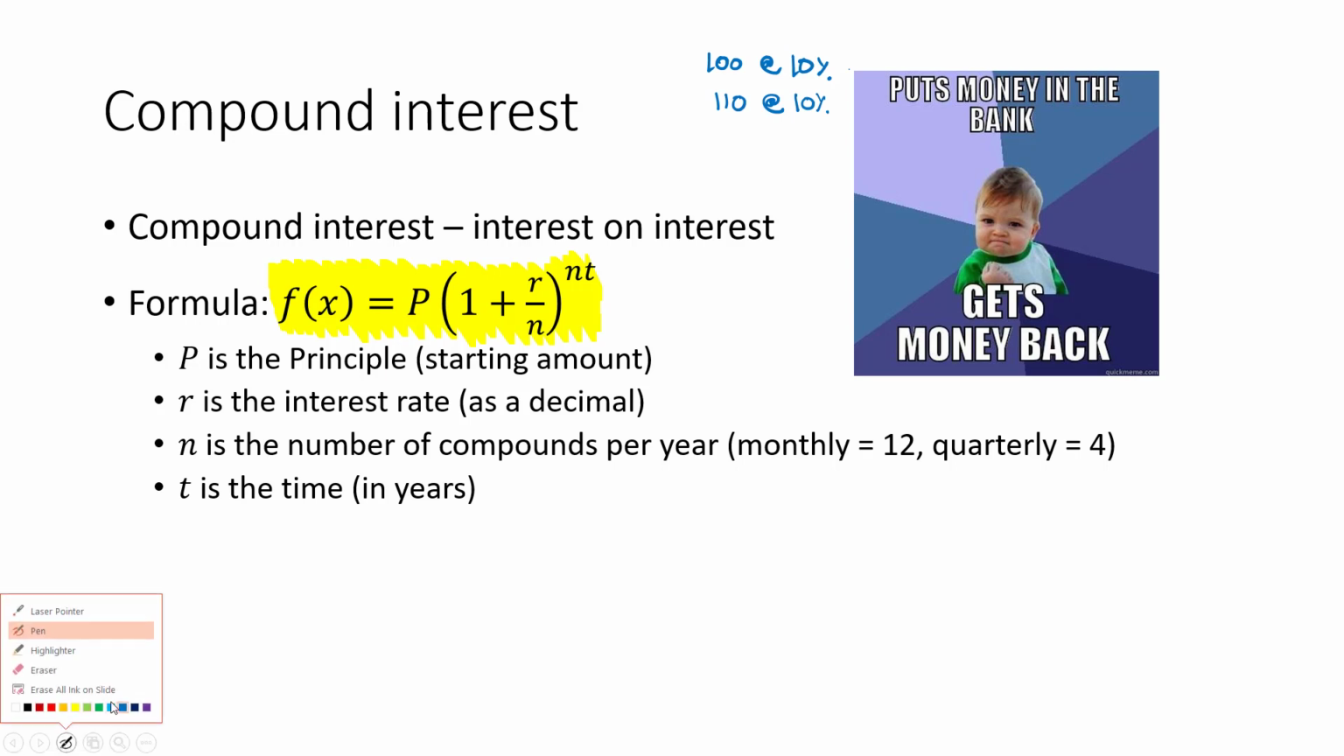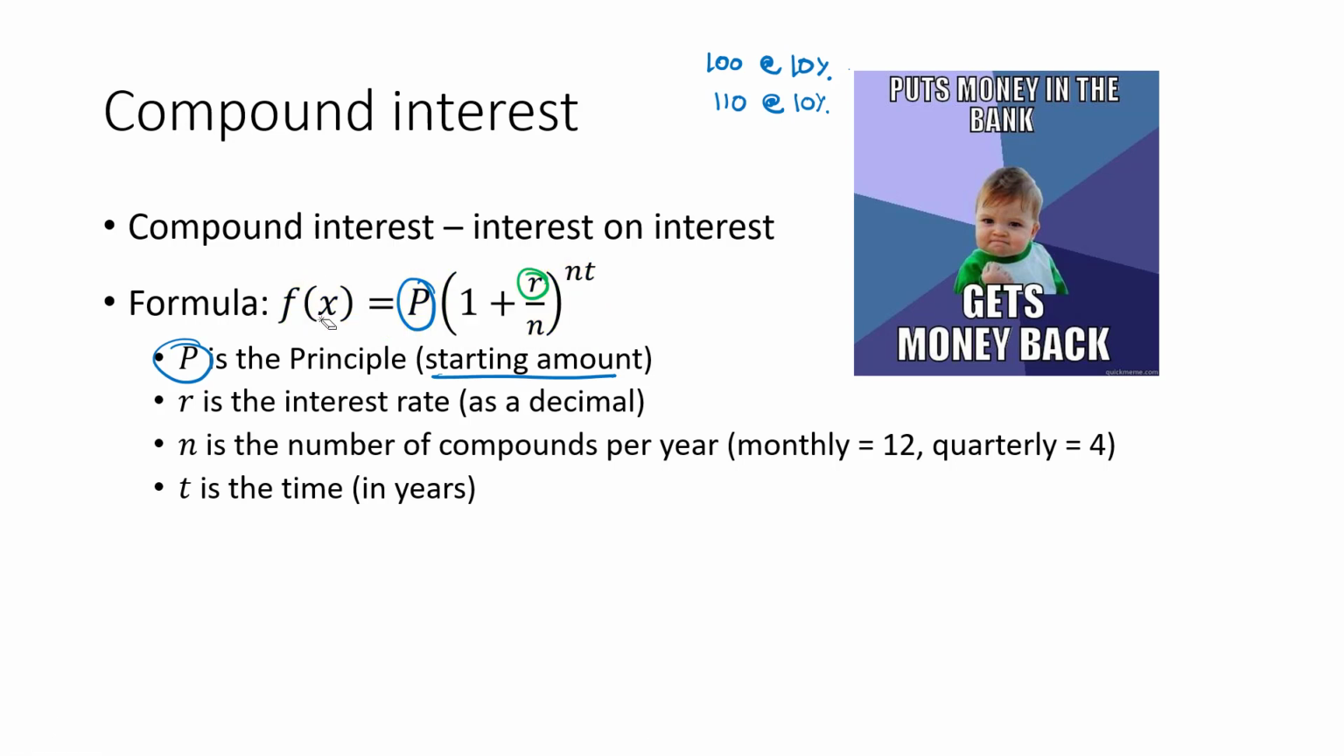Let's see if we can color code this. P stands for the principal or the starting amount. Then there's this R, and the yellow's kind of making it weird. I'm going to get rid of the yellow. There we go. R is the interest rate, what percent you're making on your account as a decimal.